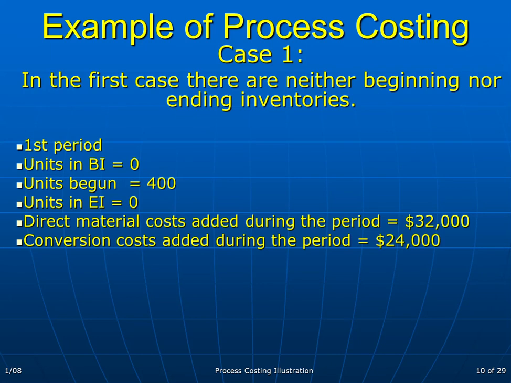So it's in the first period, our units in beginning inventory are 0. We begin 400 units and we have 0 units in ending inventory. The direct material costs added during the period are $32,000, and the conversion costs added during the period are $24,000. Now, the fact that we have no change in our inventory levels means what? It means that any production we started, we finished.